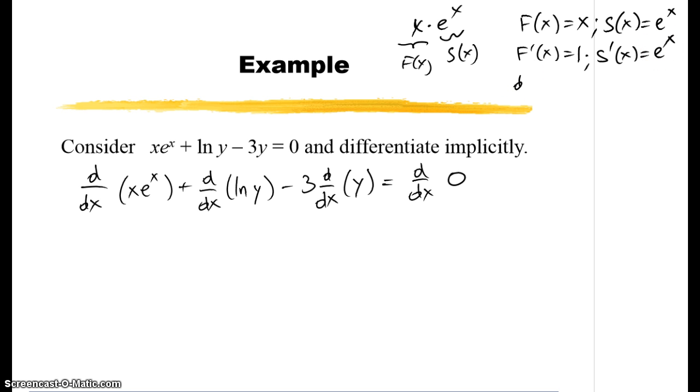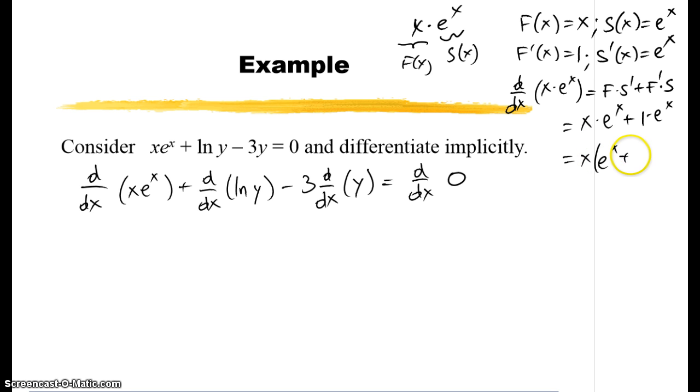Thus, the derivative with respect to x of x times e to the x is the first times the derivative of the second plus the derivative of the first times the second. That gives me x times e to the x plus 1 times e to the x. Or it just gives me x e to the x plus e to the x. So this is x e to the x, excuse me, I should have factored out the e to the x there. So this is e to the x, x plus 1. Let's make sure we do this right, huh? So this is going to be e to the x, x plus 1.